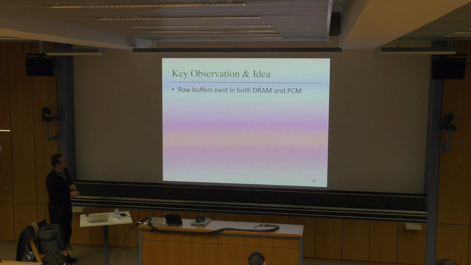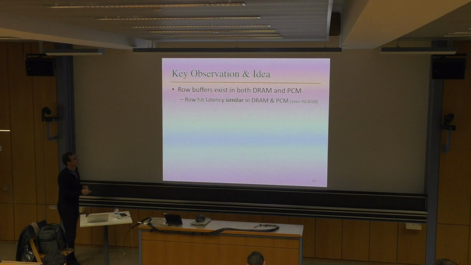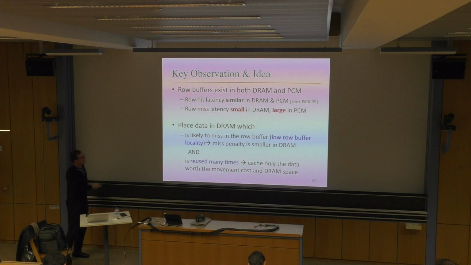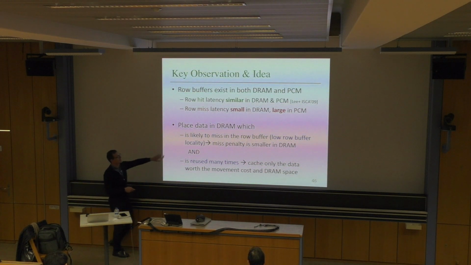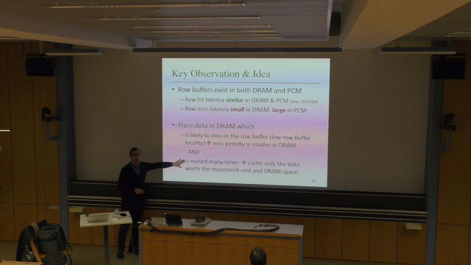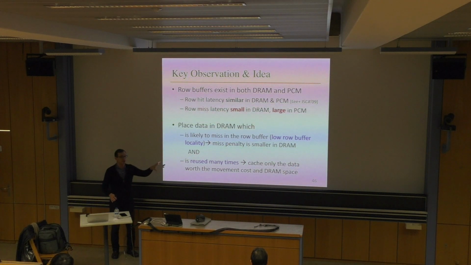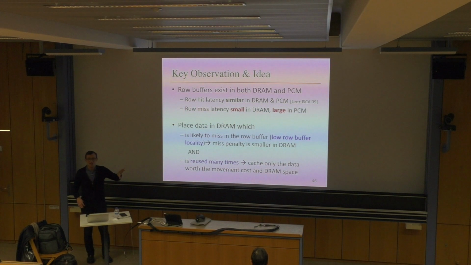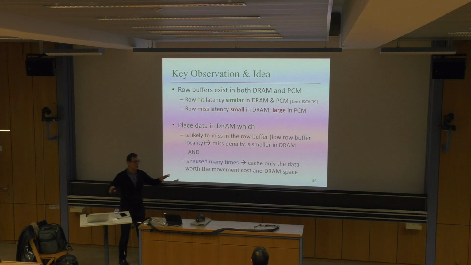Okay, I already said this, but essentially row buffers exist in both DRAM and PCM. As a result, row hit latency is similar in DRAM and PCM, whereas row miss latency is small in DRAM but large in PCM. And by exploiting this, we can develop a technique that places data in DRAM that is likely to miss in the row buffer, that has low row buffer locality, because the miss penalty is small in DRAM, and that is reused many times. That way you can cache only the data that's worth the data movement cost between PCM and DRAM space. So if you're not going to reuse data in DRAM, you might as well just access it in PCM and not bring it into DRAM, right? Because DRAM space is valuable. It's not a lot. And you're using it as a cache. If caching is not going to provide benefits for your data, just get it from PCM.